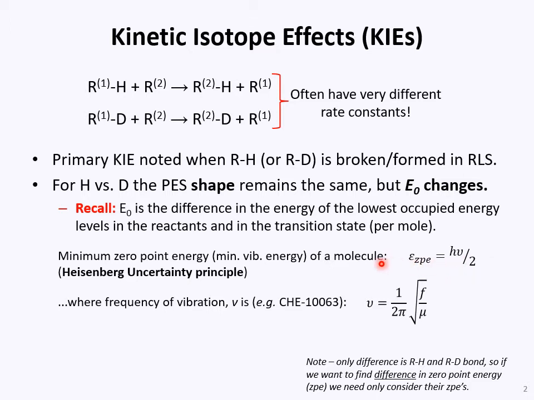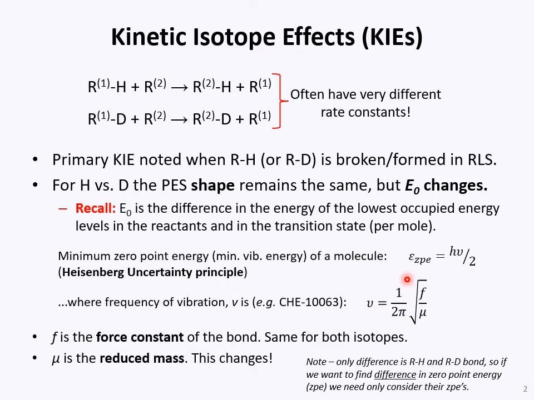Okay, and of course you know an equation that can give you the frequency of vibration of a bond. And if we want to find out the difference between these two, we want to find what this would be where you've got the frequency of vibration for the RH bond minus the frequency of vibration for the RD bond, and that would give us EZPE for the hydrogenated version minus the deuterated version. Okay, key point to use in this equation is that everything stays the same, including the force constant, apart from the reduced mass, which of course changes, and that's because you're changing from H to D.